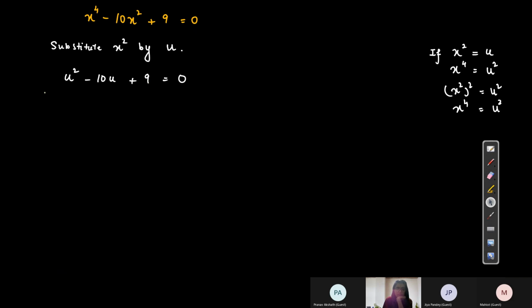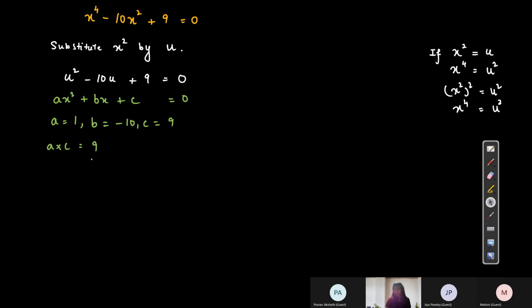Can you guys tell me some factor pairs of 9? First you have to multiply 9 and this. We write it ax squared plus bx plus c equals 0. So value of a is 1, value of b is negative 10 and c is 9. So product of a and c is 9.